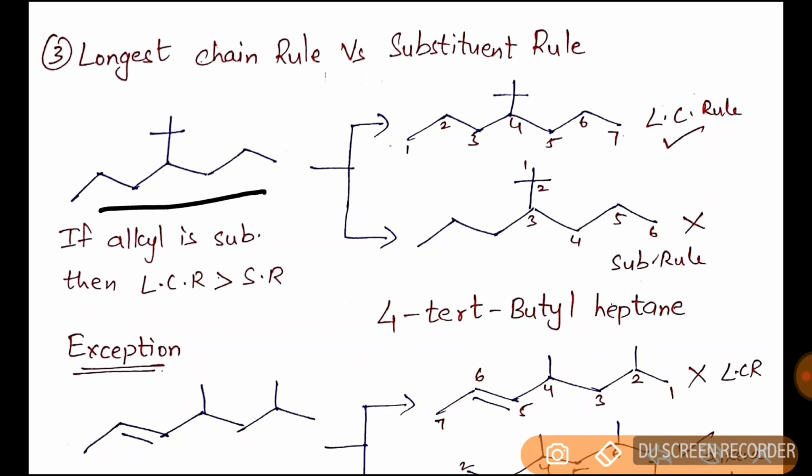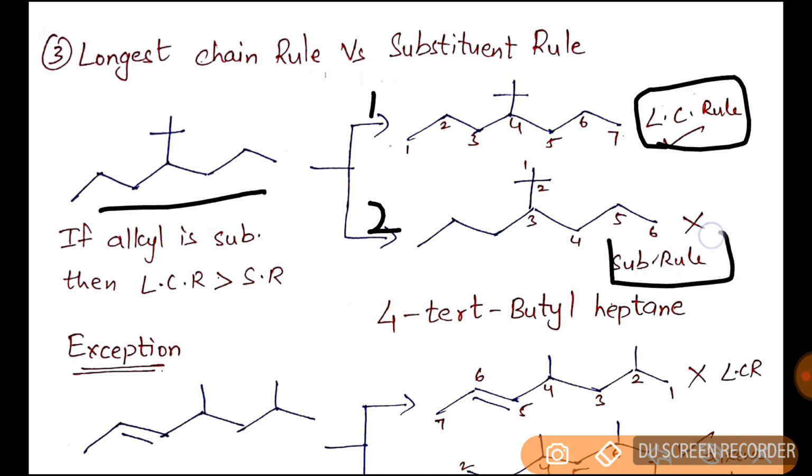So as usual, the numbering to this alkyl chain can be given in two ways. This is 1 and this is 2. In the first way, the numbering is given according to this LCR, that is longest chain rule, and in the second way, the numbering is given according to the substituent rule. So which one should be considered?